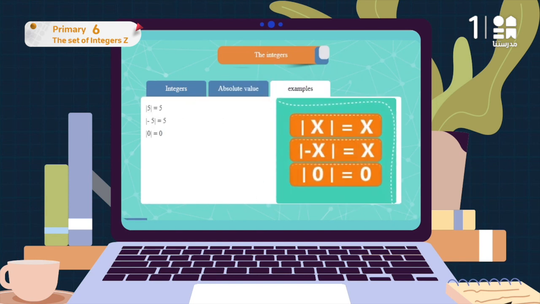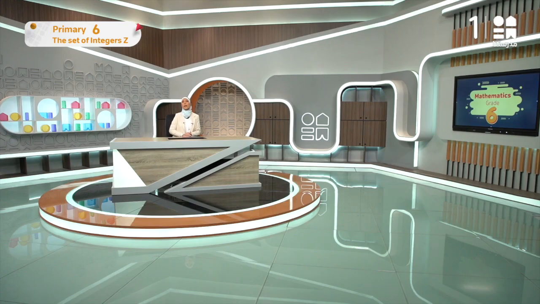For example, the absolute value of 5 is 5. And also, the absolute value of -5 is 5. But the absolute value of 0 is 0. Okay, let's see what is the meaning of the absolute value.